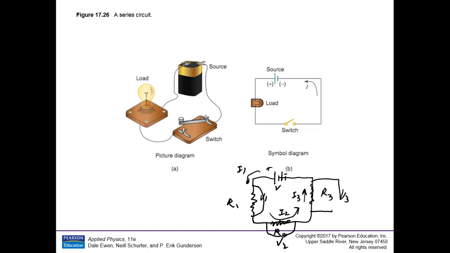Now, certainly your resistance could be different, and your voltage drop will be different, because you've got the same current flowing through each one of those. If each one of those is a different size resistor, then you have a different voltage drop there. Because V is equal to I times R, I is the same, R changes, so your voltage drop will be different.